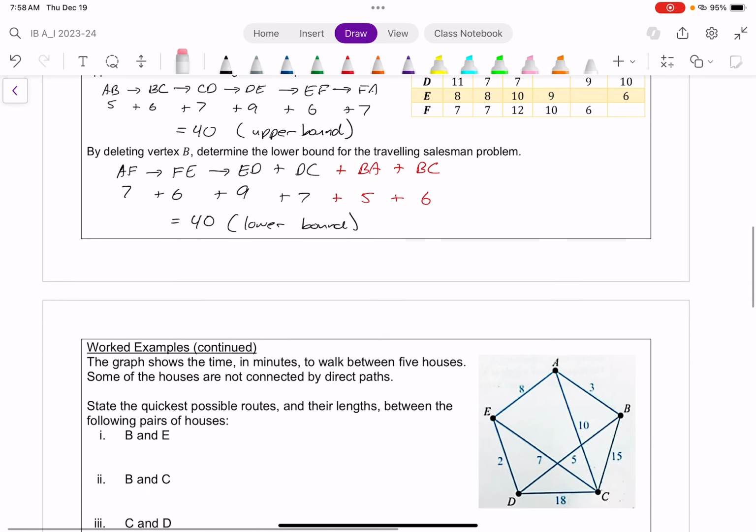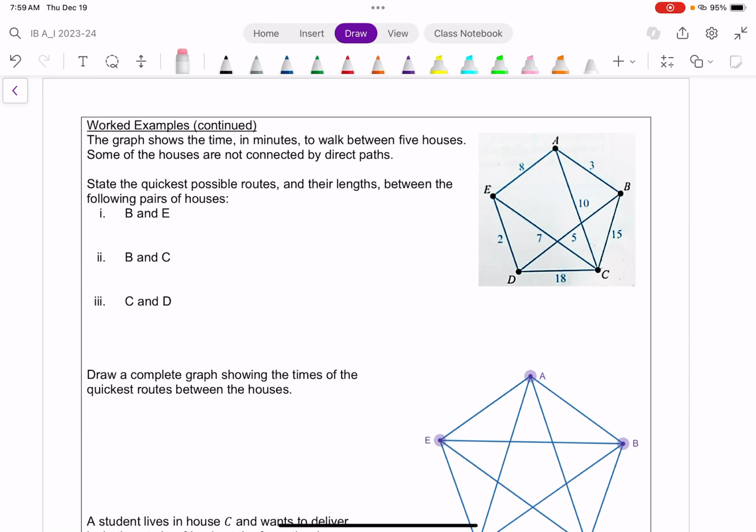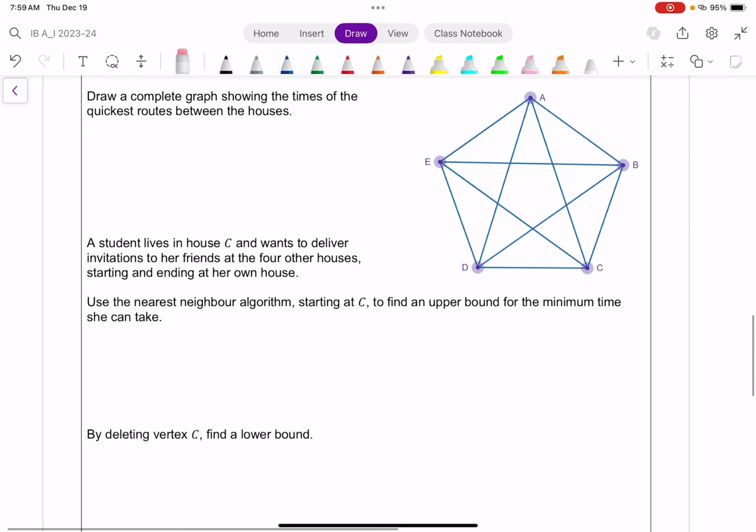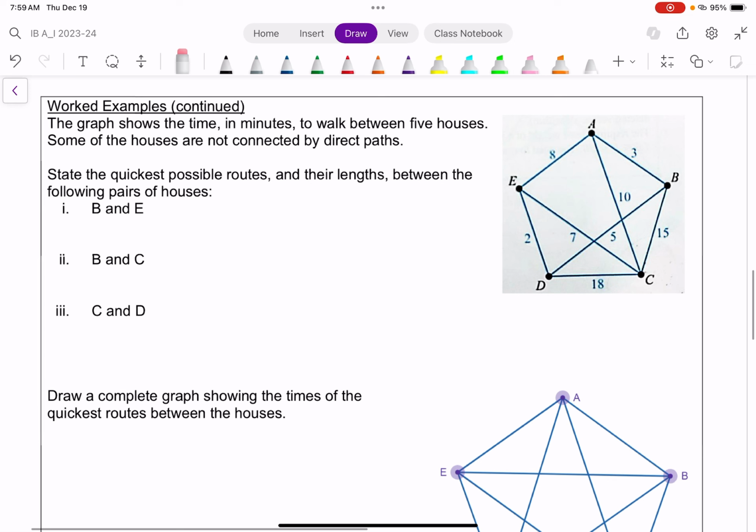That said, I want to do similar things here, but with an actual graph, which may make it easier, maybe it's more confusing. For this though, this is all one question, all relating back to this beginning, which shows the time in minutes to walk between 5 houses. As it says, some of the houses are not connected by direct paths. So first, let's state the quickest possible routes and their lengths between the following pairs of houses.